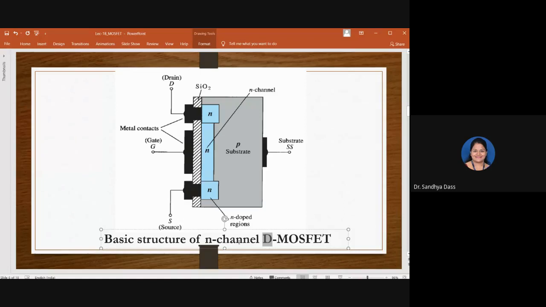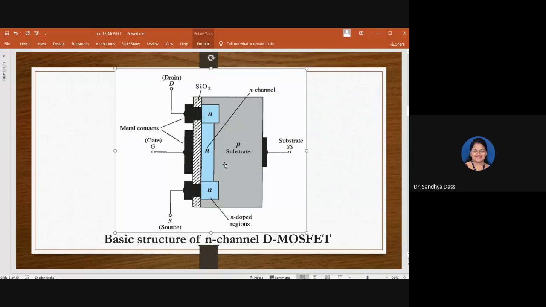So in N-channel D-type MOSFET, you have a P substrate, okay? Observe here, there is a P substrate on which there will be highly doped N-type material diffused, okay? And there will be a channel formed in between these two N wells. These two are called N wells, highly doped N wells, which will be diffused or embedded inside the P substrate, okay?